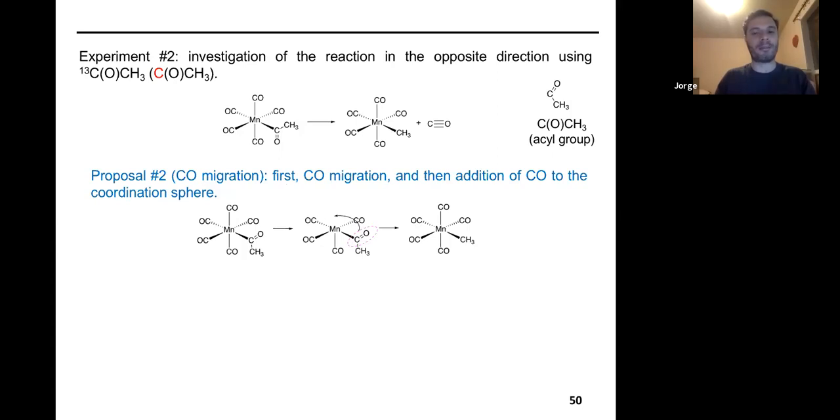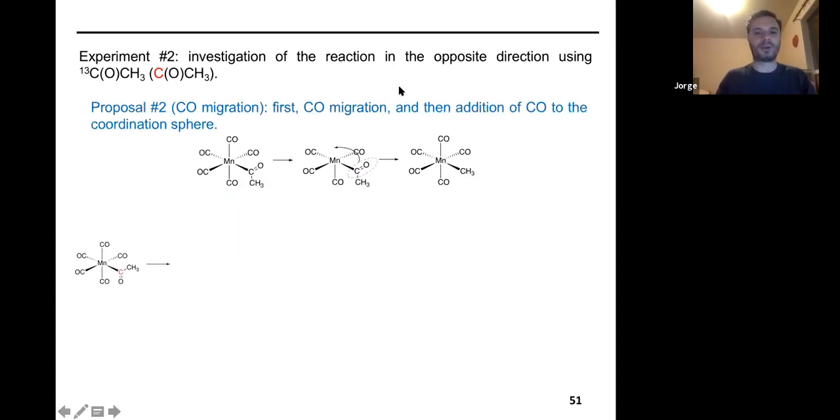So let's take a better look at this reaction. So this is the experiment. This is what proposal number 2 states. Here is a very generic reaction for this mechanism. And let's analyze all the possibilities that can happen in this kind of reaction. Okay, so as you can see here, this carbon is in red. That means it's carbon-13, and it's the labeled carbon for this reaction.